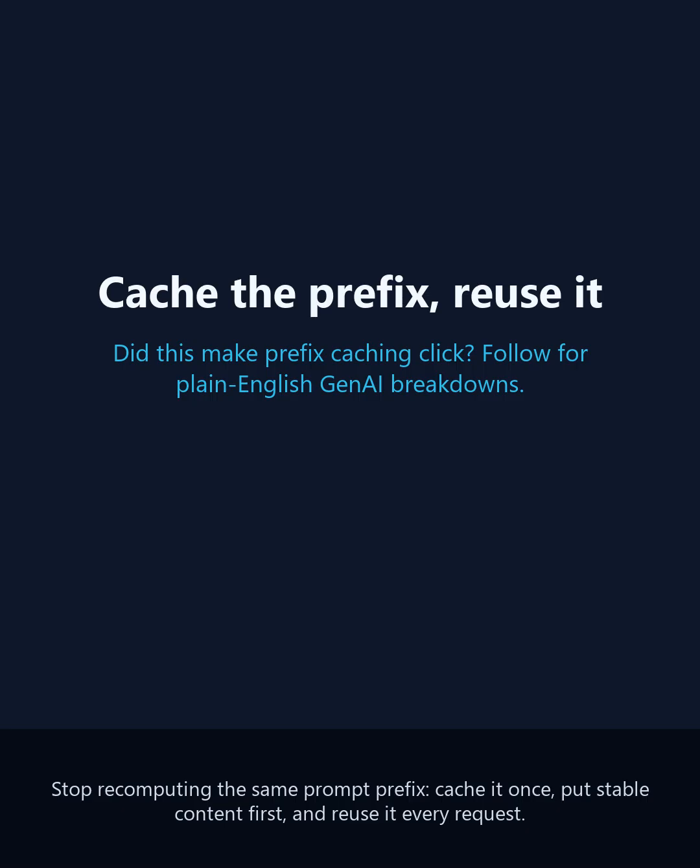That's automatic prefix caching. Stop recomputing the same prompt prefix, cache it once, and reuse it for every request that starts the same way. Put your stable content first and let the engine do the rest.